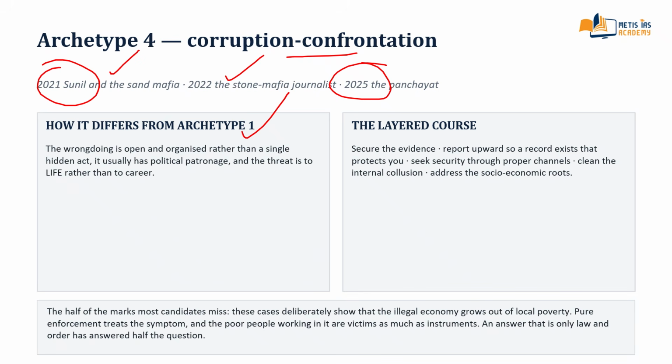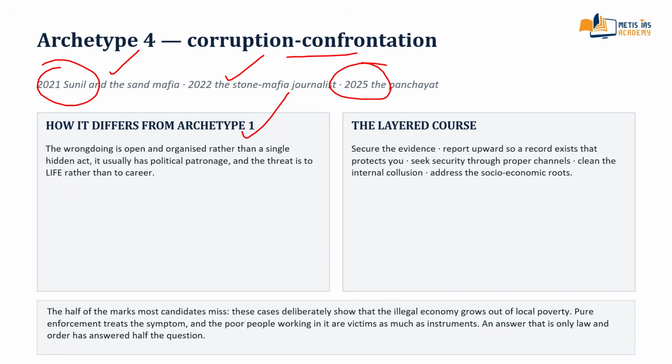What is the layered course? Secure and document the evidence first. Report upward through honest channels, so a record exists that protects you. Request security for self and family through proper channels. Clean the internal collusion among your own staff and address the socio-economic roots that supply the operation with labor. That is the half of the marks most candidates miss.